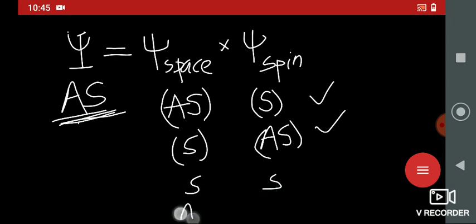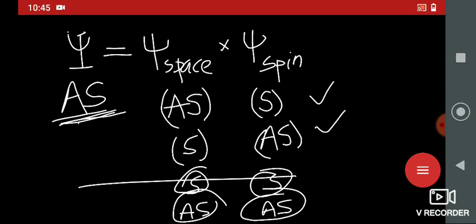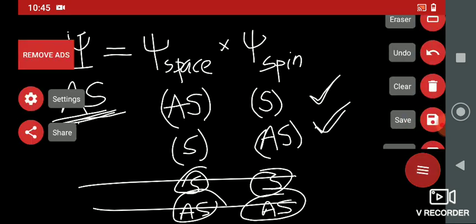Symmetric and antisymmetric are not possible, because symmetric will result in the total wave function being symmetric, right? And antisymmetric will also give rise to a symmetric wave function. So the only possibilities are these two, right?